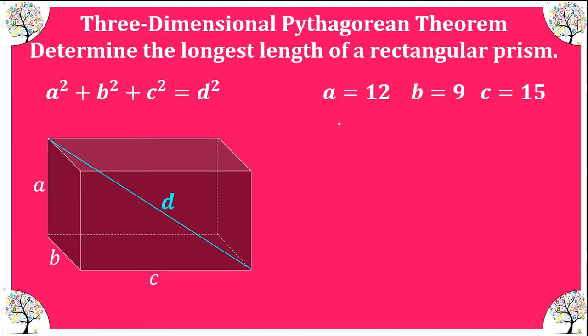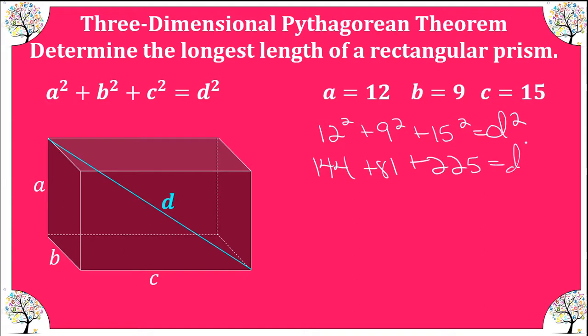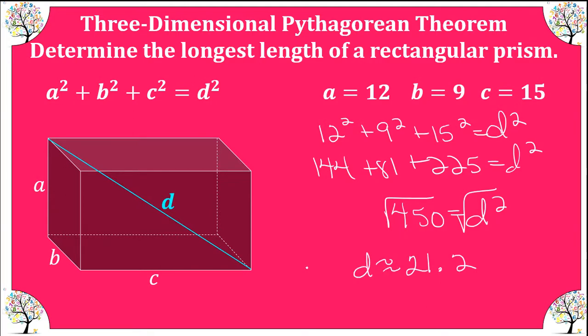Let's try another one. We have legs 12, 9, and 15. And we're going to square each of these legs. We're going to add them together and then take the square root. And that gives us a total of 450. And then we take the square root and we get about 21.2. So that's the longest distance. I hope this helps.